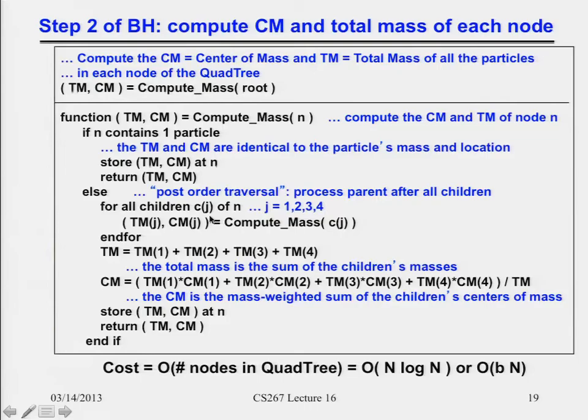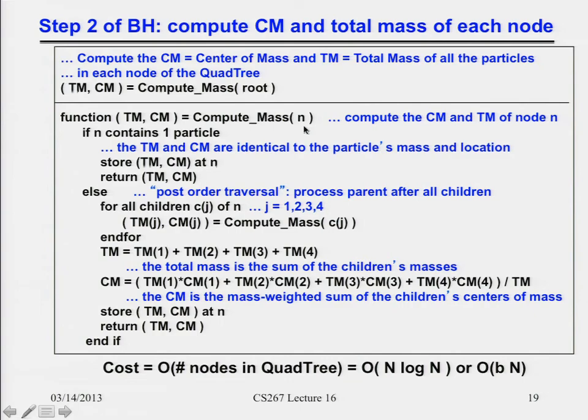So what I'm going to do is compute the mass with this recursive subroutine call. I pass in a node. It's going to start at the root, so I'm going to call it for the root. And it's going to return the total mass and the center of mass of whatever node in the quad tree I call. So what do I do?